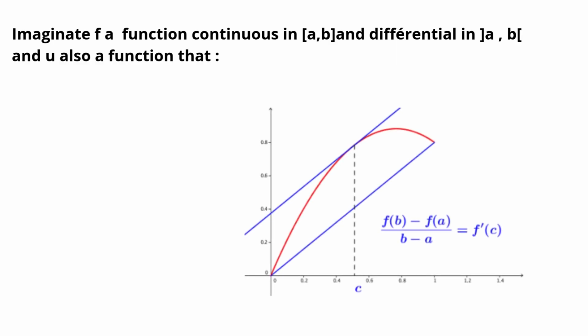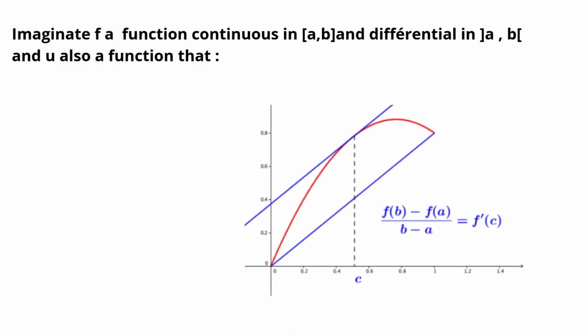So how can we prove that? Let's consider a function f, which is continuous on the interval from a to b, and differentiable inside that interval, meaning between a and b, but not necessarily at the endpoints. Our goal is to prove that at some point c between a and b, the derivative of f at c, that's f prime of c, is exactly equal to the average rate of change of f between a and b. That is, f prime of c equals f of b minus f of a, divided by b minus a.